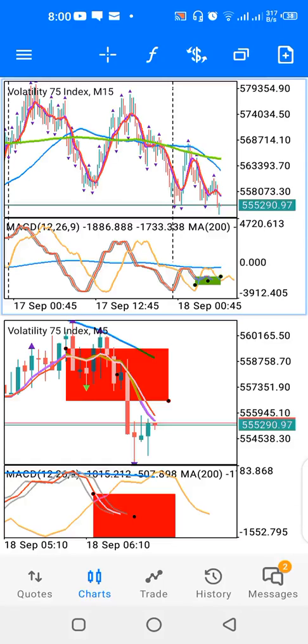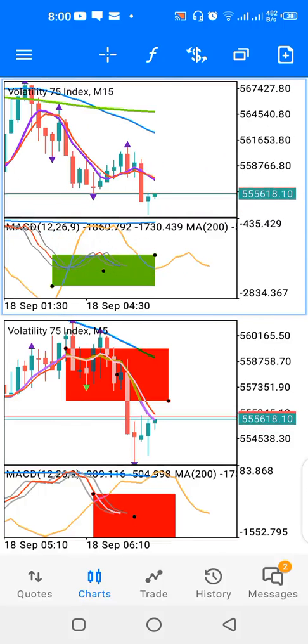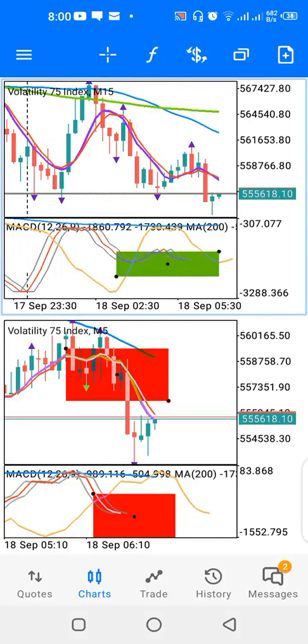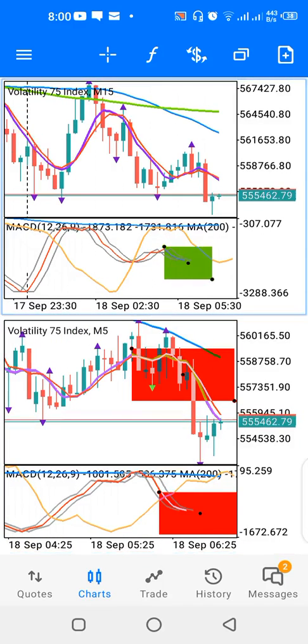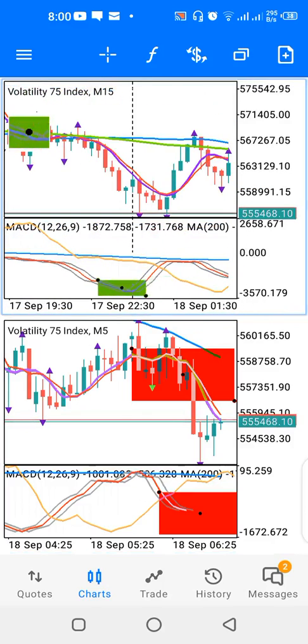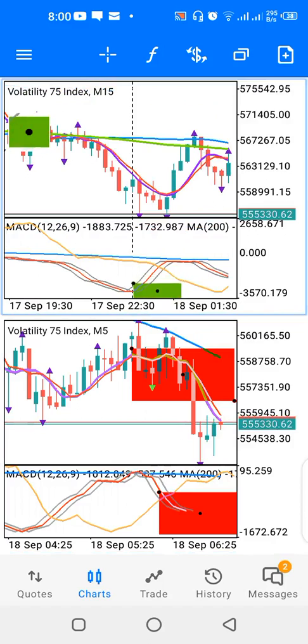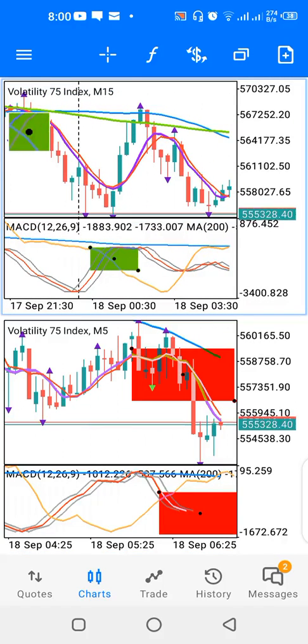So how do we apply all these parameters on indicator window one? When these gray and red lines cross above the orange line, that's your buy signal.